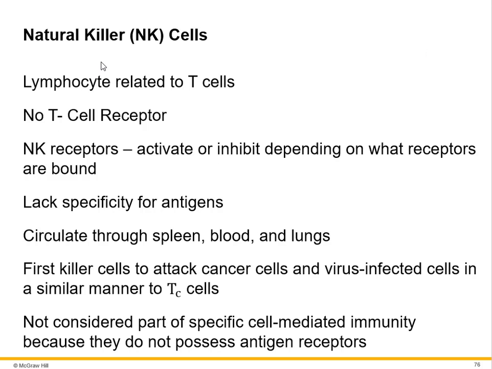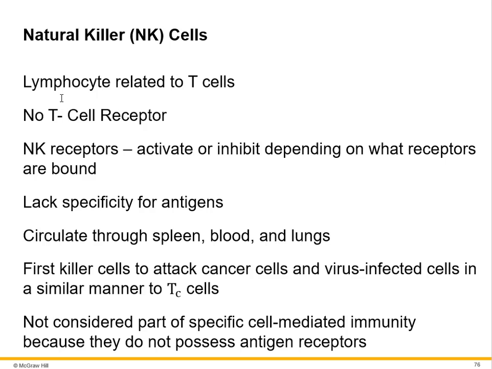So natural killer cells are lymphocytes that are related to T cells, and I wondered, why are they called natural killer cells? Well, the only explanation I could come up with was that they kill naturally. Okay, so what does that mean exactly? Well, they don't have T cell receptors, and so therefore they are not specific. So we don't really consider the natural killer cells part of the specific cell-mediated immunity, because they do not possess the antigen receptors that are specific to a particular antigen.